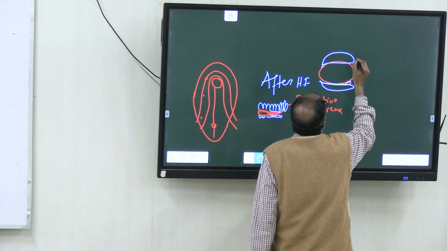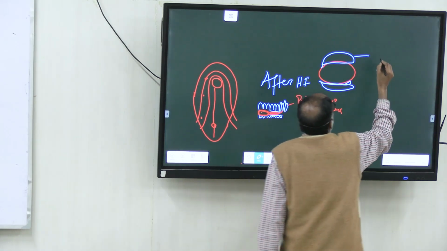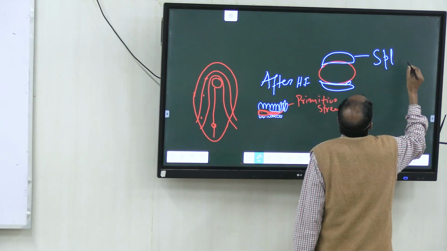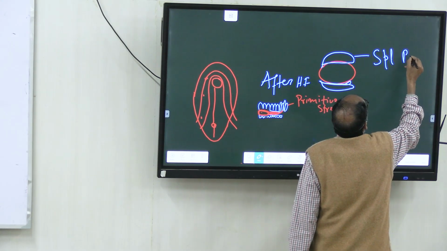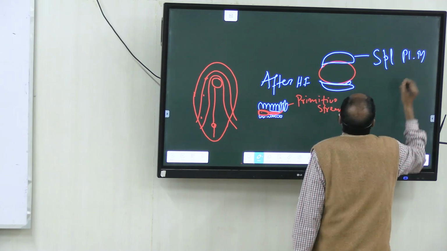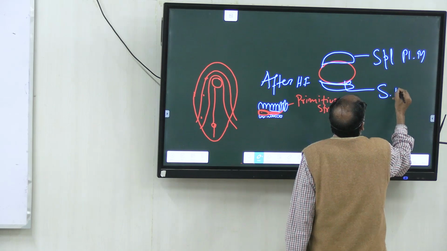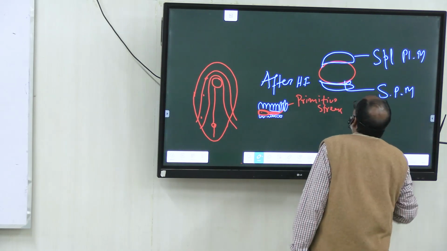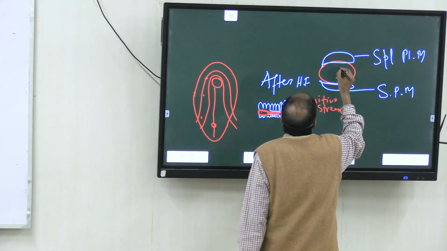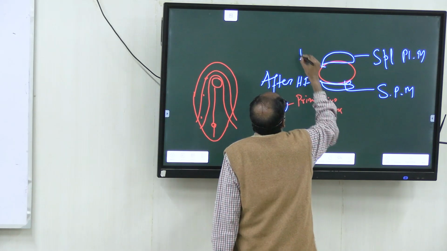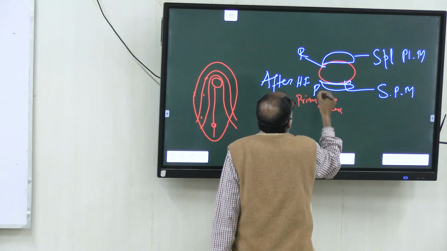This is splanchnopleuric mesoderm. And this is somatopleuric mesoderm. This is the roof. It is a roof. It is a floor.